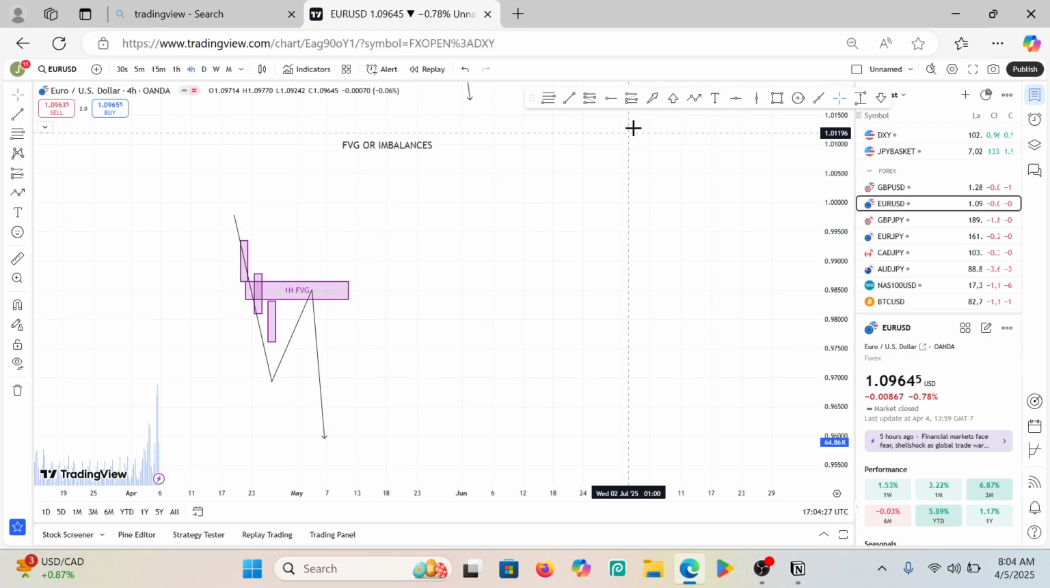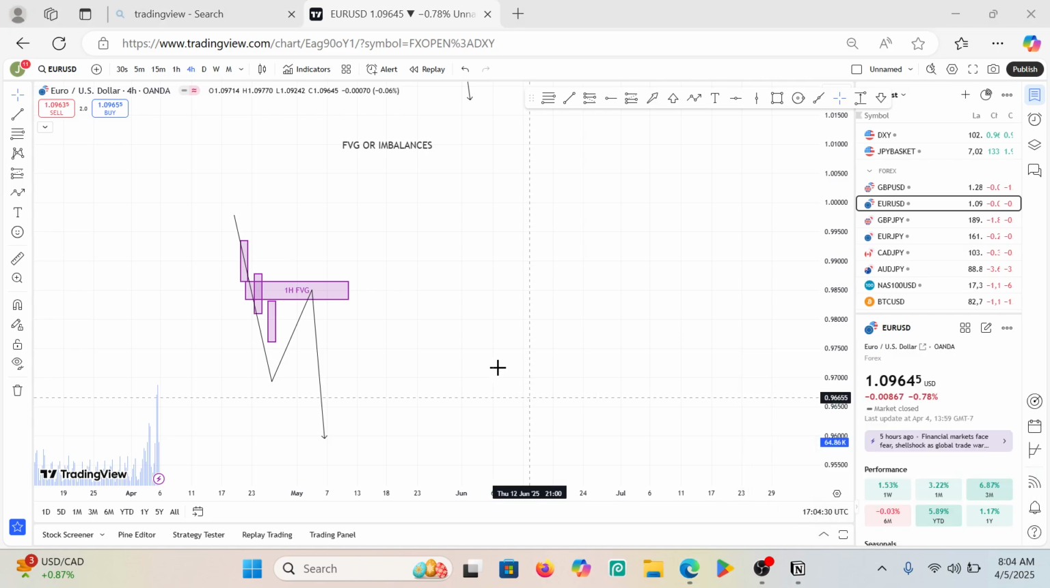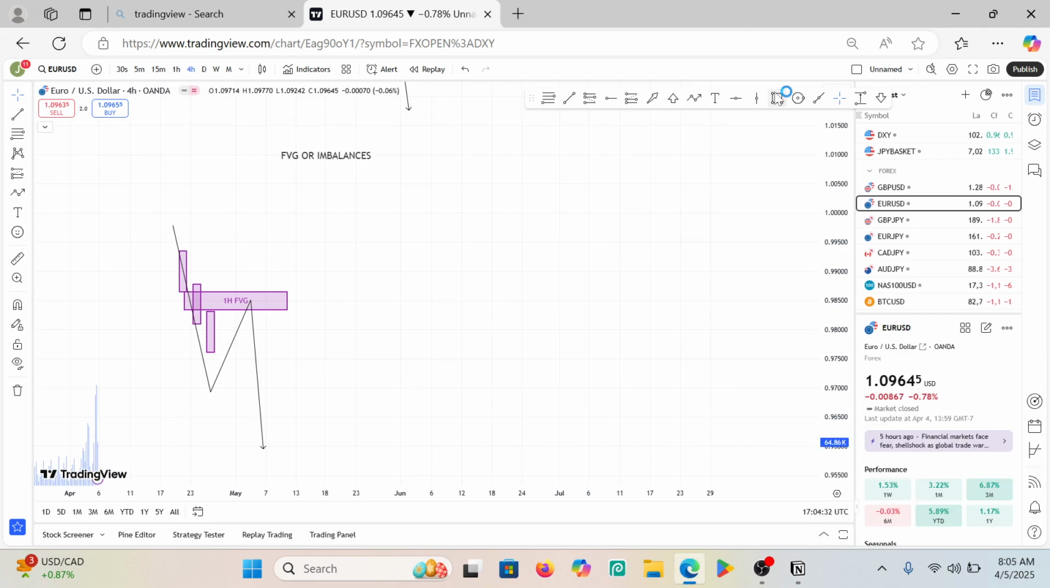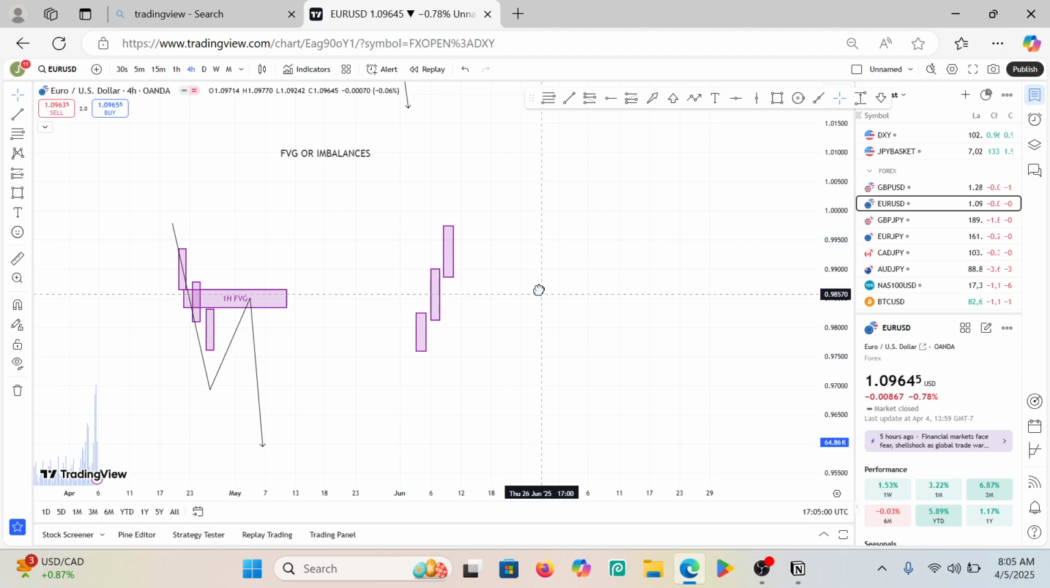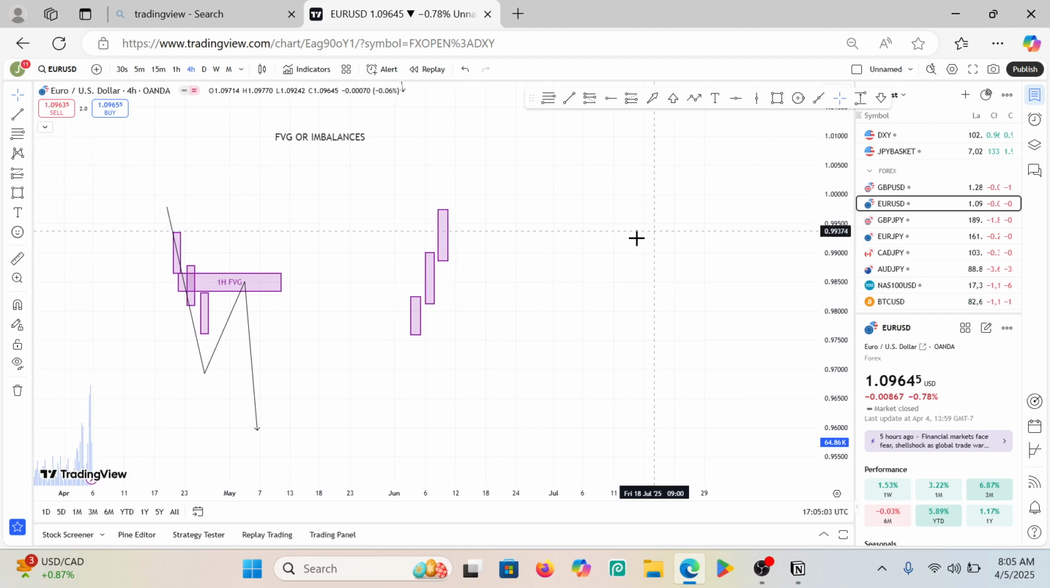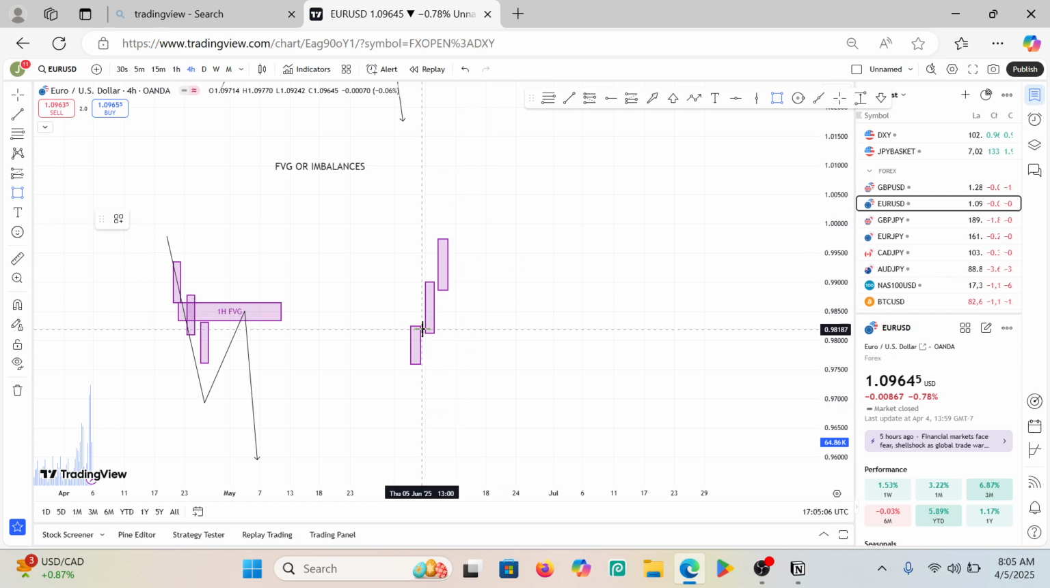It's a bearish fair value gap. So let's draw a bullish fair value gap. The market is forming a high and this. It doesn't matter the color of the candle. Never consider the color of the candle, just draw it.